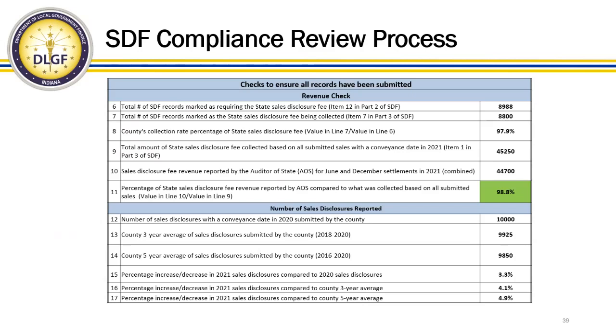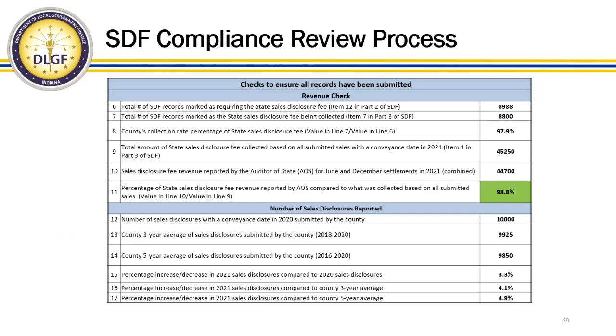Line number 9, this again is coming directly from the sales data that you submit. It's the total amount of sales disclosure fee collected based on all your sales for 2021. So we're going to look at the amount that's listed under item 1 in Part 3 of the sales disclosure form, and we're going to add all those numbers up to come up with the total. And then we're going to compare that to what was actually submitted to the state as part of the settlement process in June and December for this year, and come up with an overall percentage.